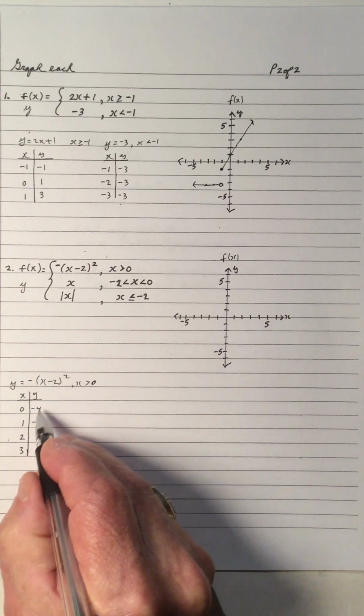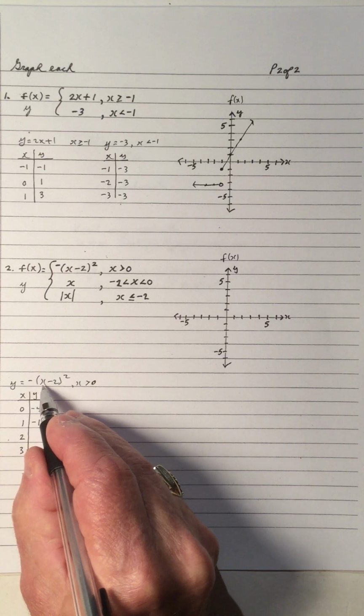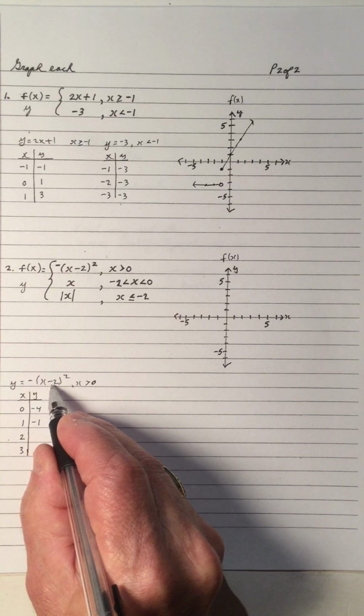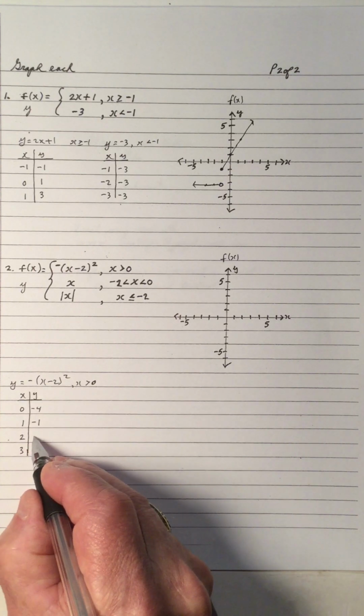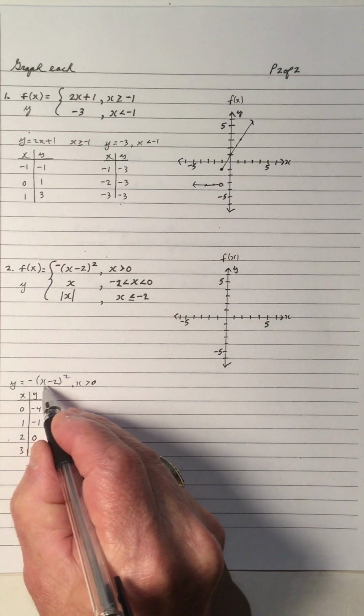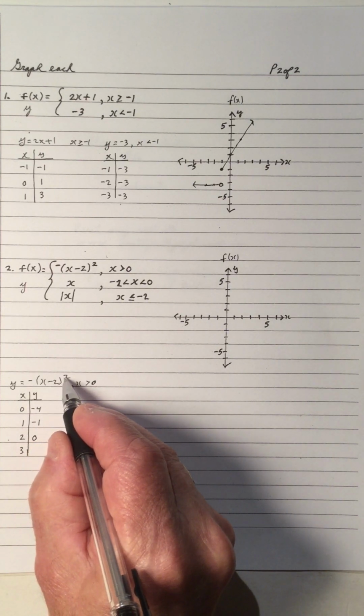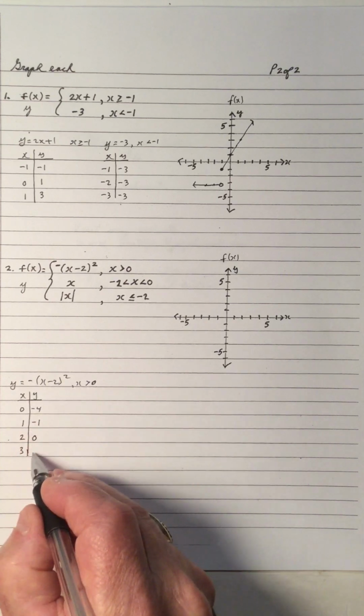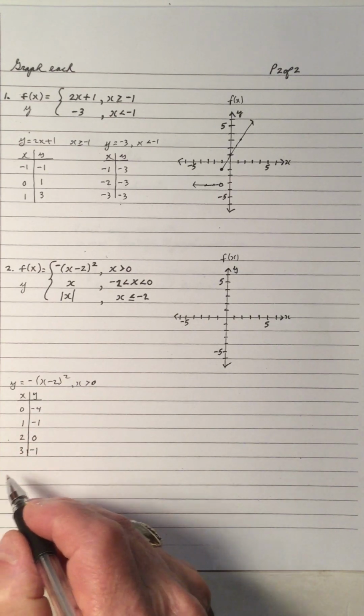Let's try just a few of these. 2. 2 minus 2 is 0. 0 squared is 0. Negative of 0 is 0. And we put a 3 in. 3 subtract 2 is 1. 1 squared is 1. The negative of 1 is negative 1.